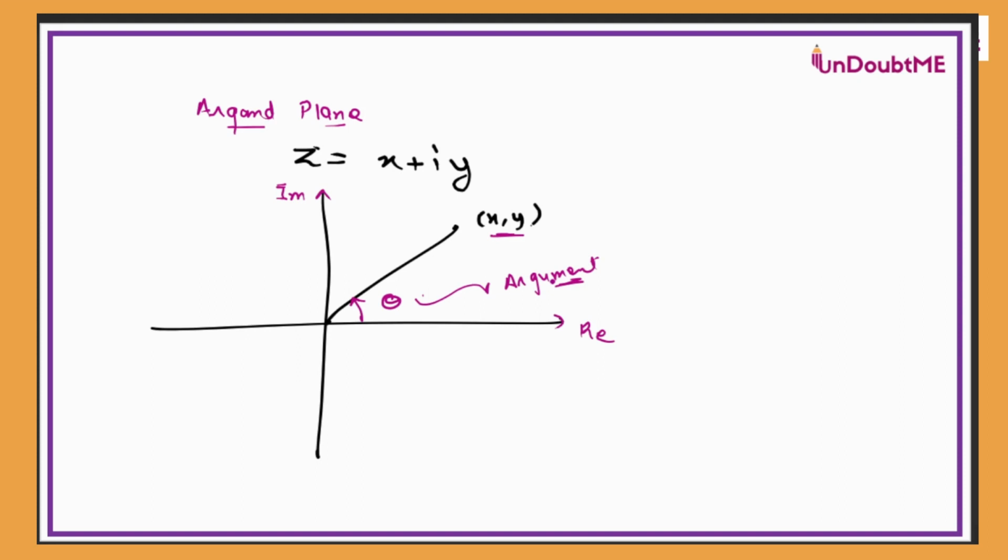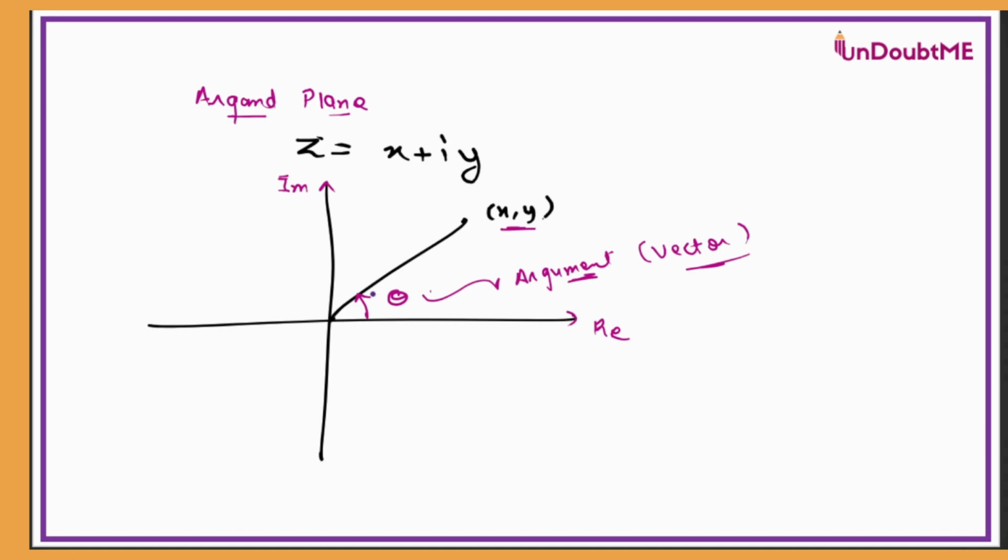In bearing we used to measure angle with respect to vertical. In vectors we used to measure angle with respect to horizontal. So this resembles more with vector, direction of a vector. So the only difference in complex number and vectors is, in vectors we have to go only in one direction, that is anti-clockwise direction.